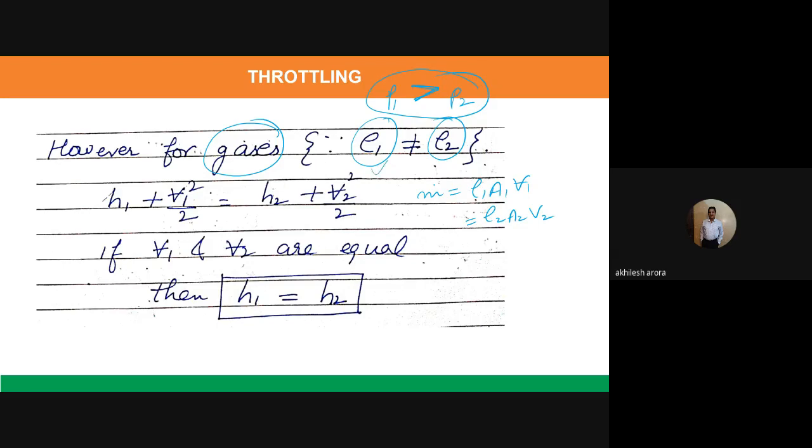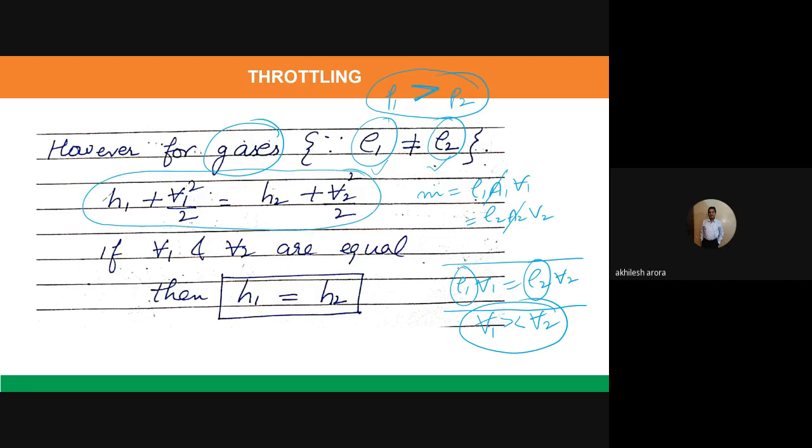If density rho1 is not equal to rho2, but it's a constant area pipe, so A1 and A2 will cancel out. It means rho1 V1 is equal to rho2 V2. So it directly means, because rho1 is not the same as rho2, that V1 and V2, one of them will be bigger and the other may be smaller. So finally, for gases, I can always write that this is the final equation: H1 plus V1 square by 2 is equal to H2 plus V2 square by 2. That is the final equation for gases.